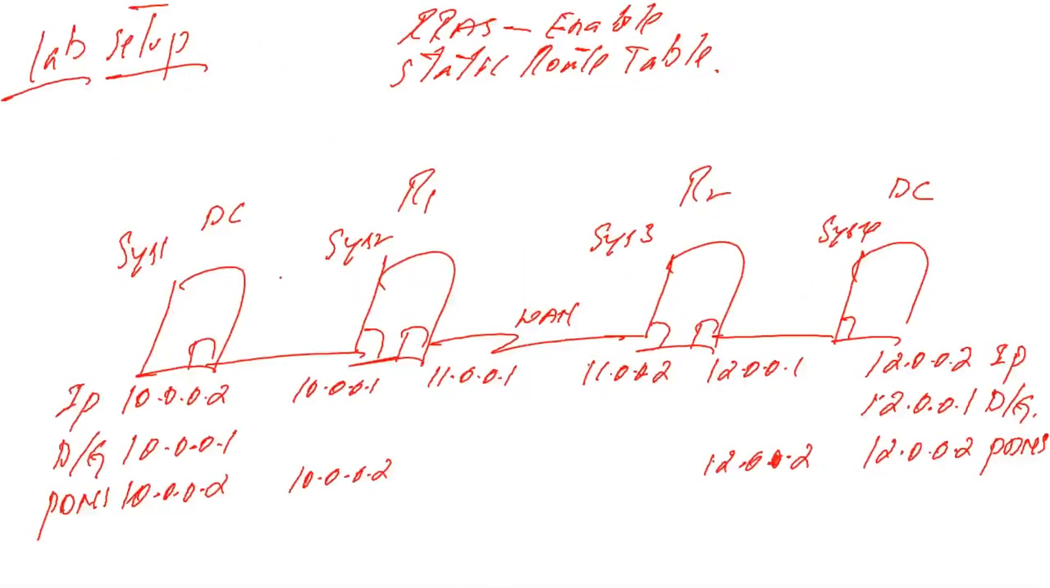From system 1, 10.2 computer, ping to 12.0.0.2. Okay. Then next line, write down.